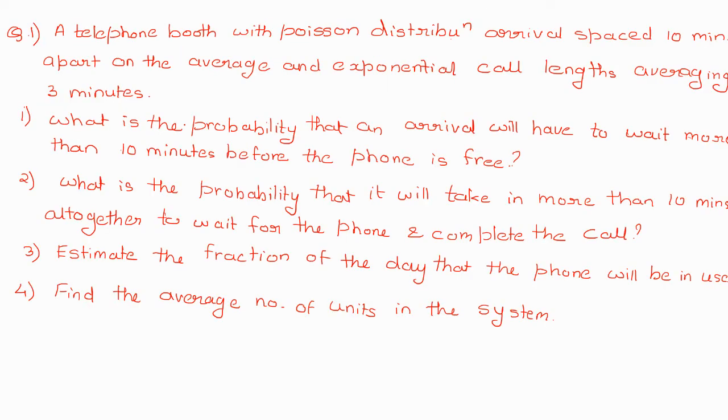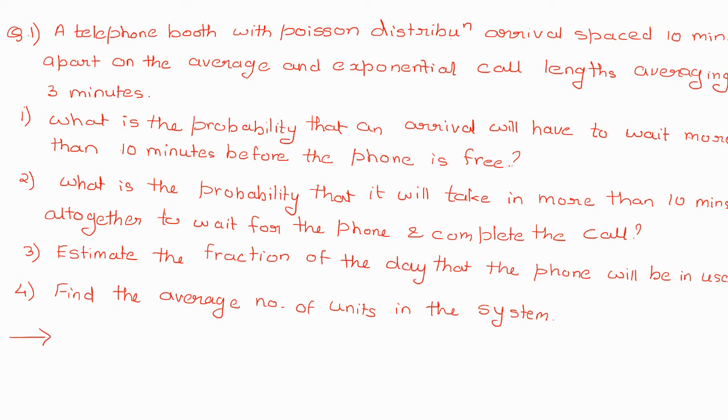Now my problem starts from here. Question 1: a telephone booth with Poisson distribution arrivals spaced 10 minutes apart on average, and exponential call lengths averaging 3 minutes. What is the probability that an arrival will have to wait for more than 10 minutes before the phone is free? I'll start with this.